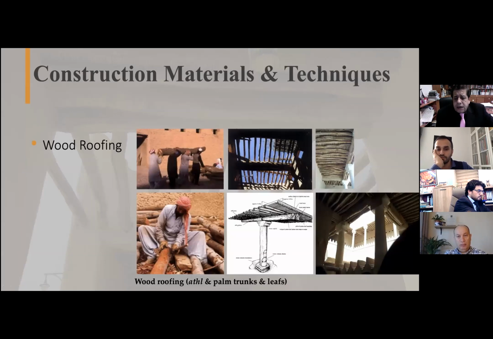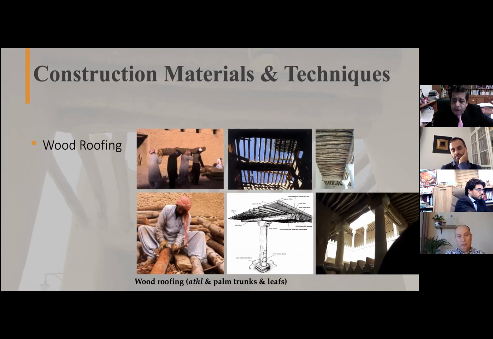As far as roofing, athel, which is a local tree, and palm trees are the main source of materials for roofing. The trunks from these trees are used for beams, and the leaves, after being shaped into mats, are placed on top of the beams.